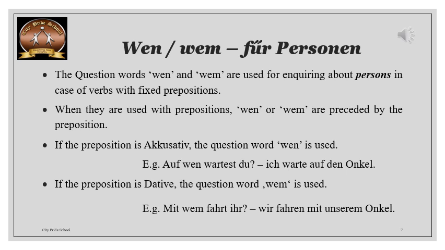For example, mit wem fahrt ihr? Wir fahren mit unserem Onkel. We are traveling with our uncle. Onkel is the person, so we have to use the question accordingly. So first preposition will come, that is mit, and mit is a dative preposition, so it should take wem as a question word. Now, one most important thing always keep in mind, wo plus preposition we always write as one word. Whereas in case of wen and wem, preposition and wen or wem should be written as two different words. Keep this in mind.